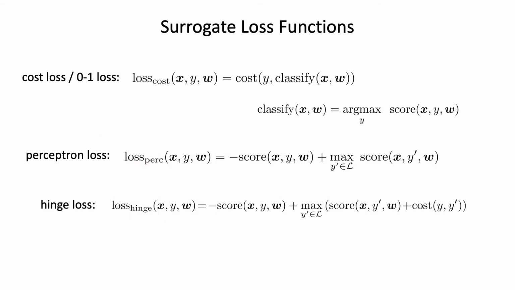Let's look again at these different loss functions. With cost loss, all that matters is the argmax label. So the loss may be unaffected by transformations of the weights if they don't change the argmax. That is, the values of the scores themselves don't matter as long as the argmax stays the same. Unlike the perceptron and hinge, where the scores themselves directly affect the loss, even if that doesn't change the argmax. For example, if our score function is a linear model, then we can multiply the weight vector by any positive constant, and the cost loss will be unaffected, while the perceptron and hinge losses will be affected.